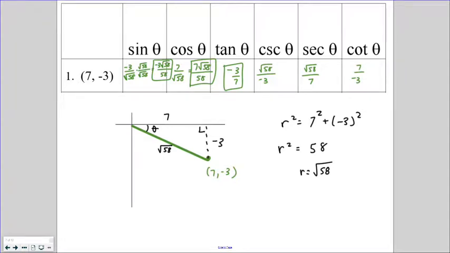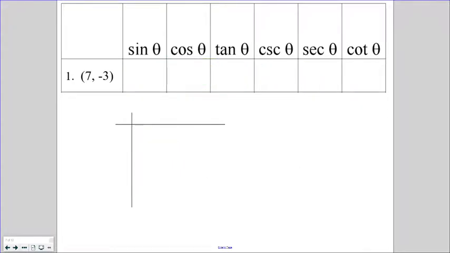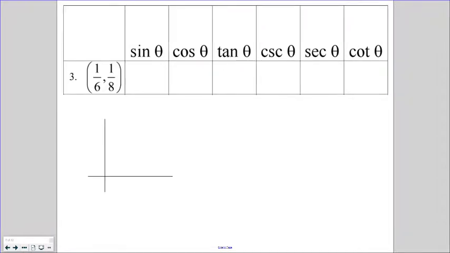All right, so you guys are going to do that for the remaining problems. I do want to work through number 3 with you guys, and then I'll have you finish 2 and 4 on your own. So number 3 looks like this. We've got fractions. That might be the only thing that makes it slightly more complicated.